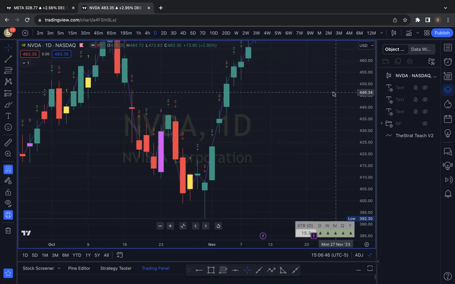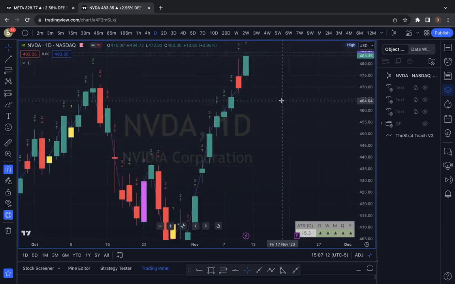Today's class is on gaps, because we have had some crazy gaps within the last week and a half, two weeks. I think it is very important to know what a gap is, how to play it, what to look for, and how to draw them. So that's what today's lesson is going to be on. Let's get into it.